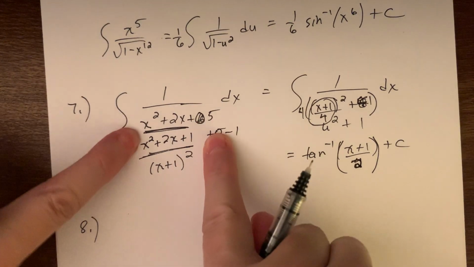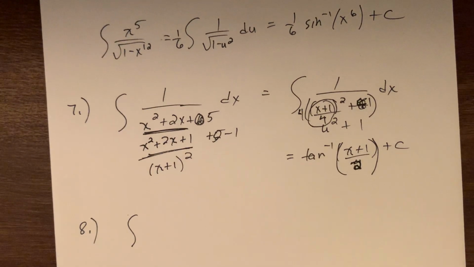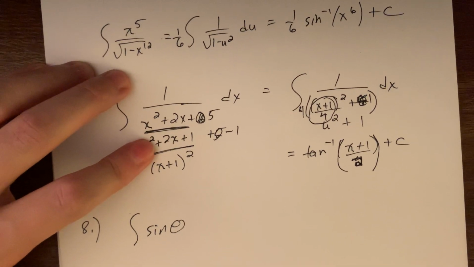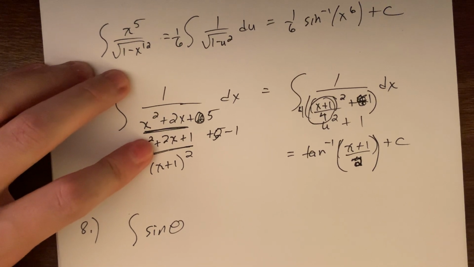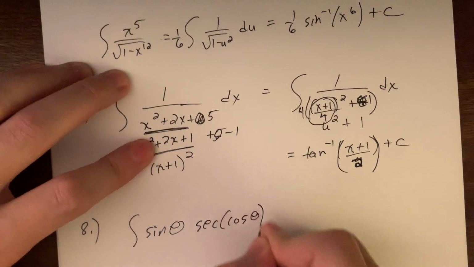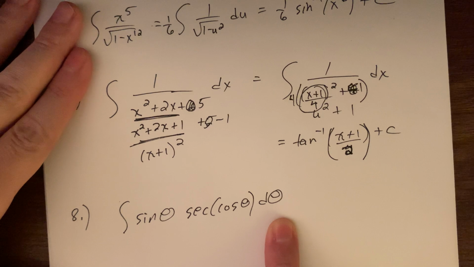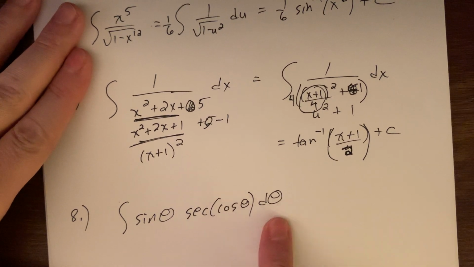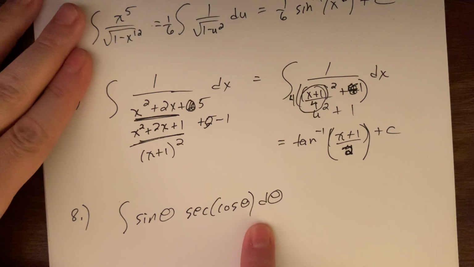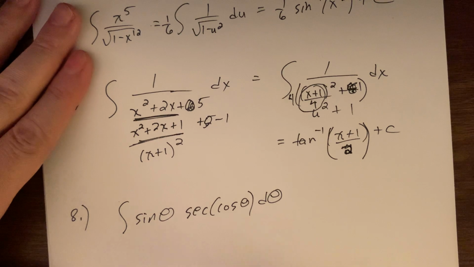This again was a little for your information. This last one is a very legitimate problem, because so far, I've basically been focusing on the new functions: logs, inverse sine, inverse tangent. But what about this one? The integral of sine theta secant of cosine theta d theta. Looks very ugly. Definitely is not a known trig antiderivative. So we've got to work a little bit.